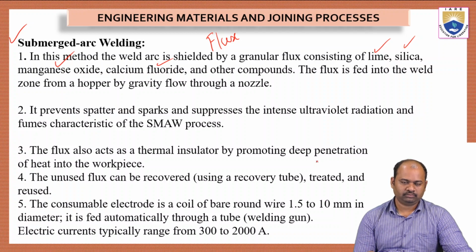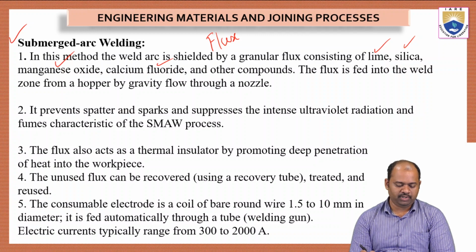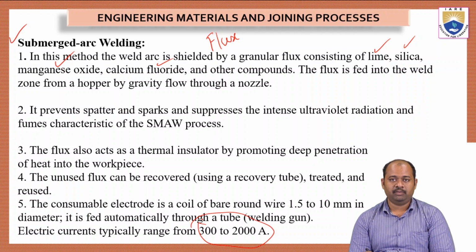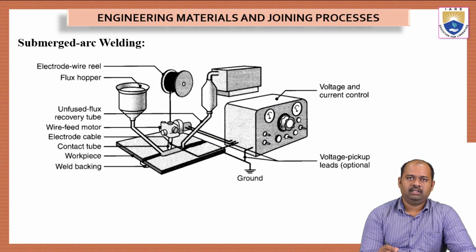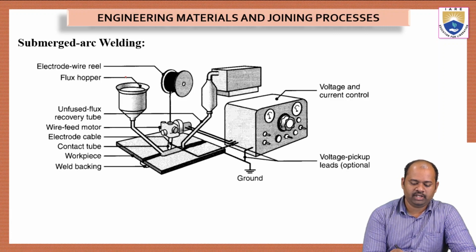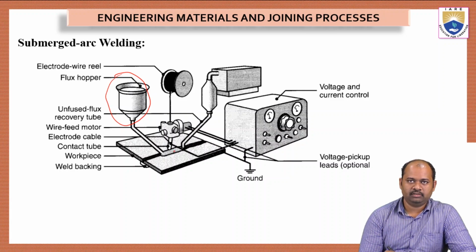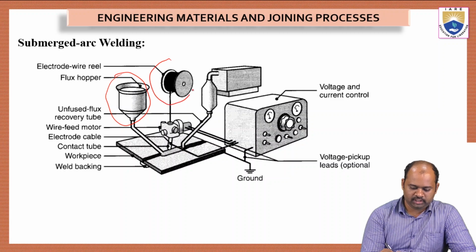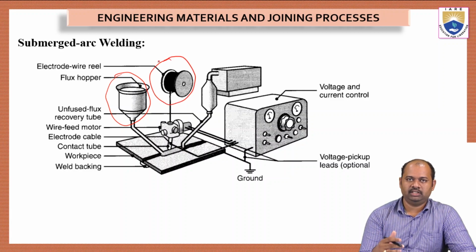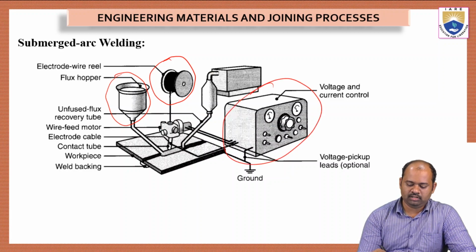The consumable electrode is a coil of bare round wire which is 1.5 to 10 mm in diameter depending on the application. It is fed automatically through a tube. Electric current typically ranges from 300 to 2000 amperes. So we can see this is the process of submerged arc welding. Here we can see this is a hopper through which the flux flows into the weld joint. And this is the electrode or the filler material which is fed into the welding torch. And then here we have the actual welding machine where we make the electricity flow into the workpiece.